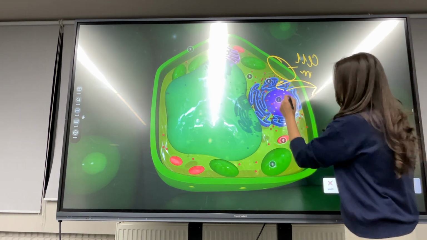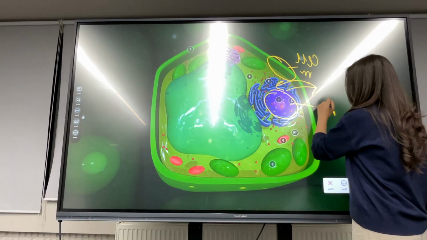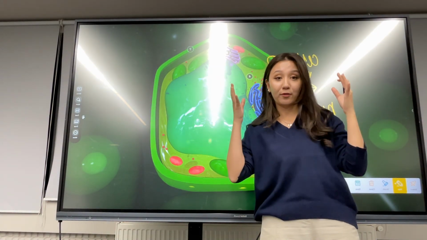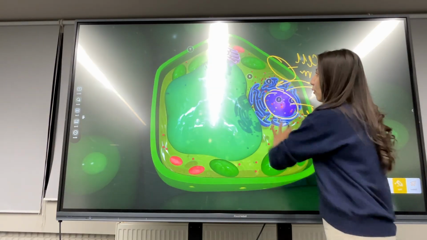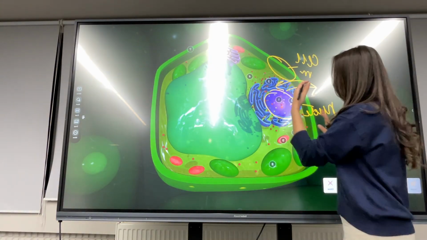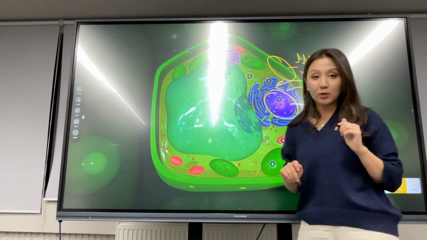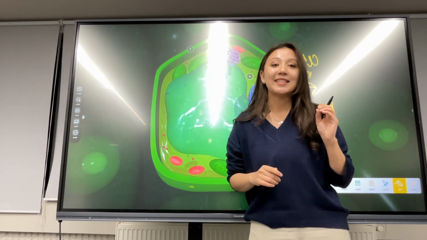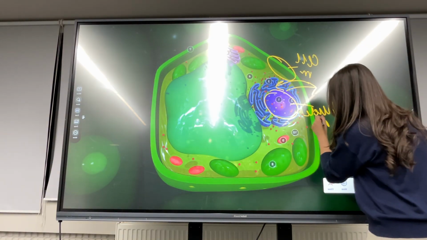Another component is called the nucleus. You can think of it like the brain of the cell because all of the activities that happen inside the cell are controlled by the nucleus. Also, the nucleus contains the genetic material which is called DNA. Let me write it down also.